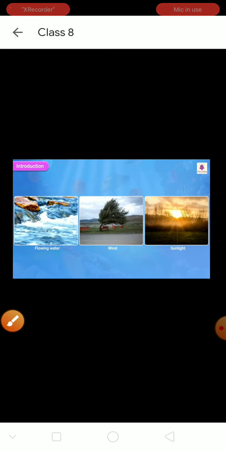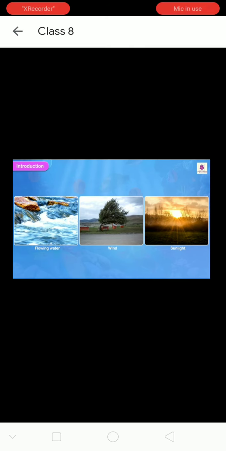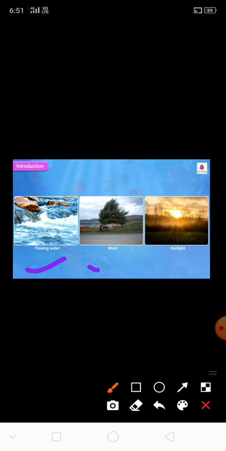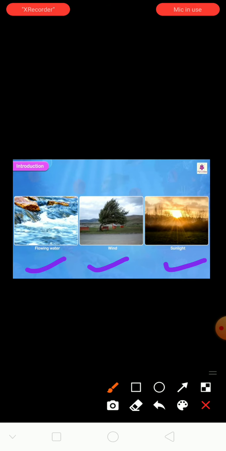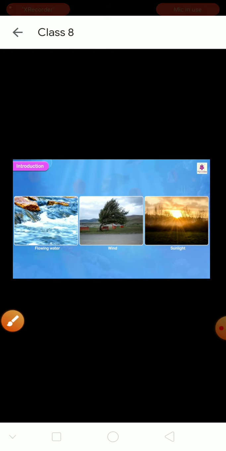And see here, in this picture you see. So what is there in this picture? Flowing water is there. Okay. Flowing water, wind and sunlight. Okay. These are also natural resources. Flowing water, wind, sunlight, these are natural resources. Okay. So these are used for electricity. We are using some natural resources and then producing electricity.